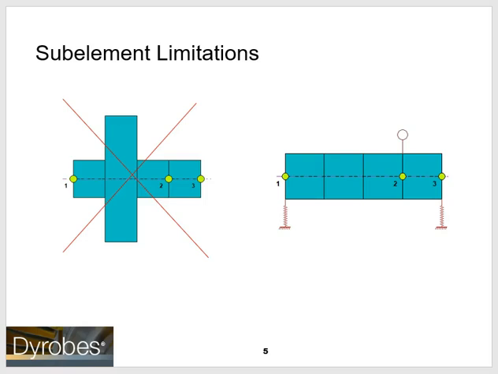Two things to note about subelements. Be cautious with big changes in stiffness diameters between subelements within a single master element. Also, some of the functionality of elements is not available for subelements. For example, you cannot connect lump masses or bearings to subelements.